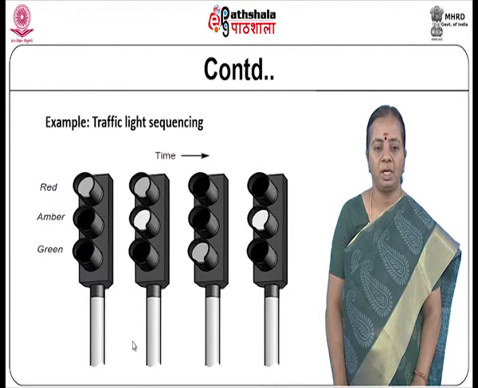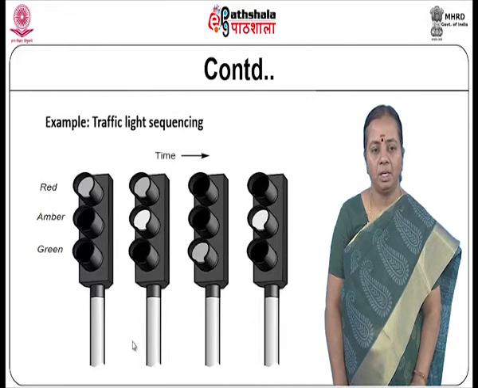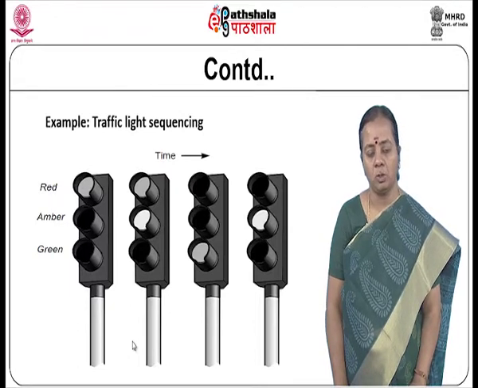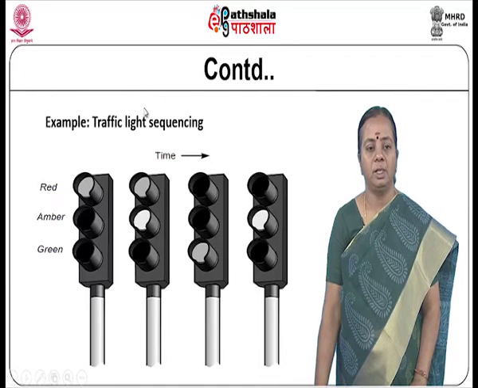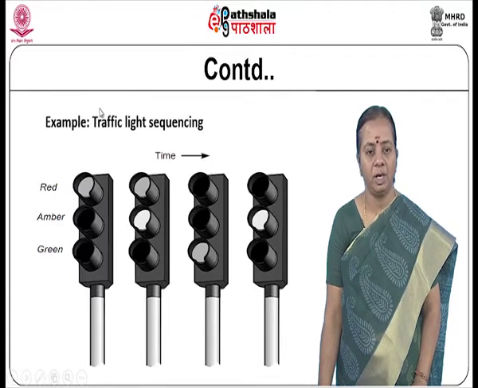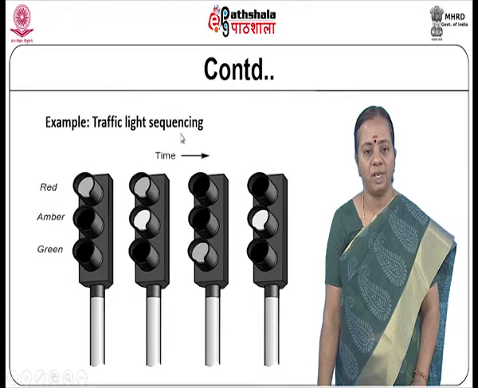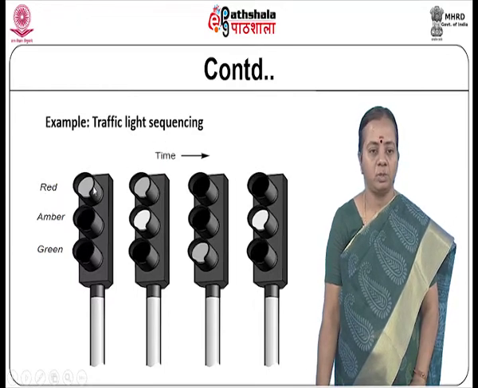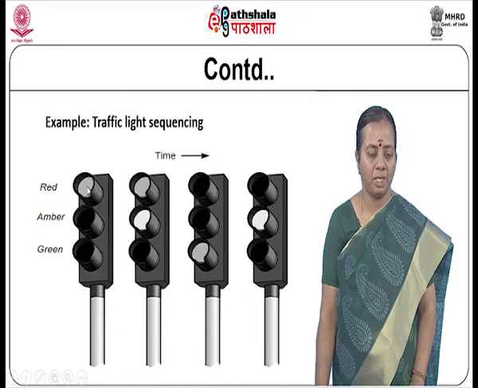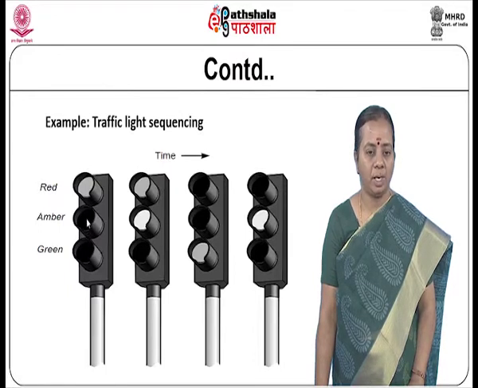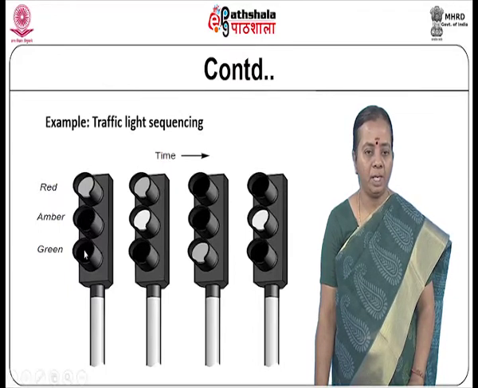You would have seen the traffic light, which has 3 lights in it: one is the red light, another is the amber light, another is the green light. Amber I can call orange also. The functioning of the traffic light sequencing is, first it appears as red for a certain period. After that it goes to amber or orange for a certain period. After that it goes to the green light for a certain period.